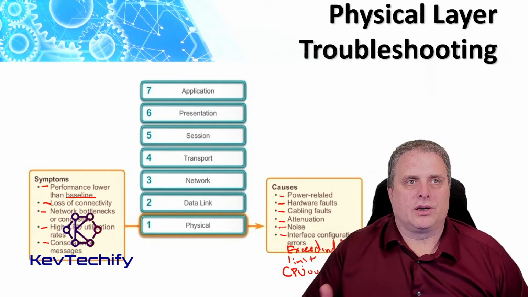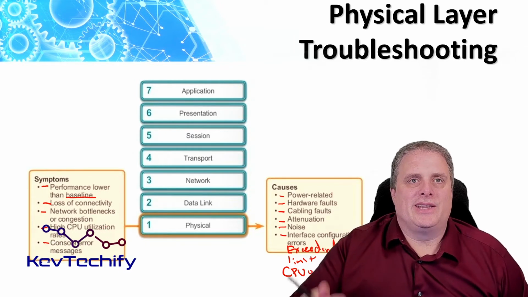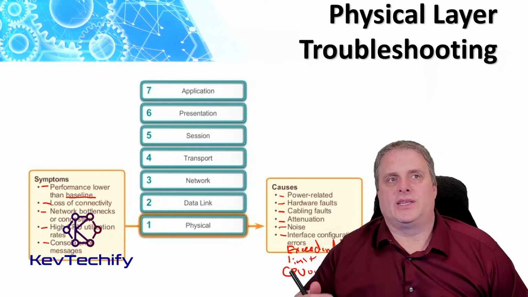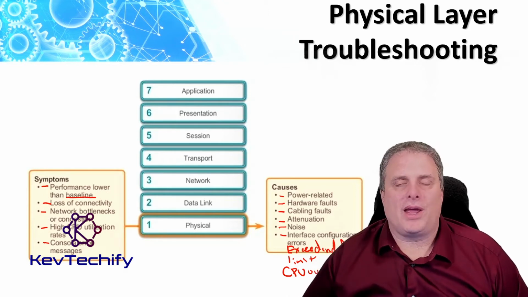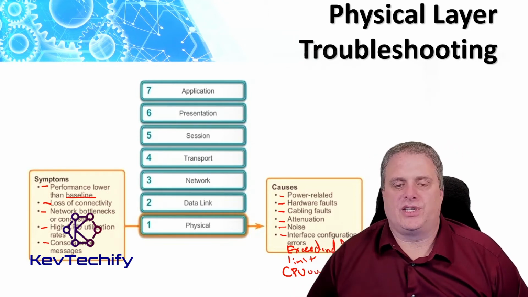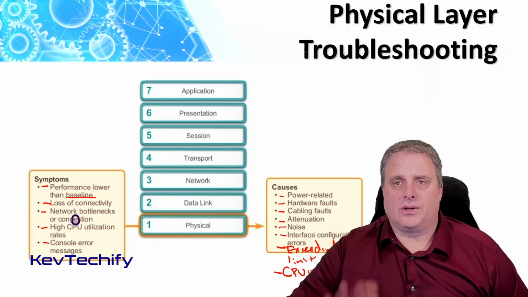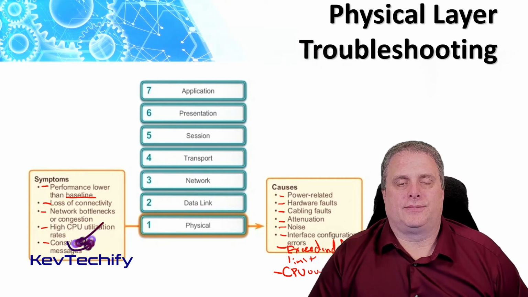Symptoms here include high CPU utilization percentages, input queue drops, slow performance, SNMP timeouts, no remote access, no DHCP, telnet and pings are slow or fail to respond. All different causes for that. And so that's the physical layer troubleshooting.